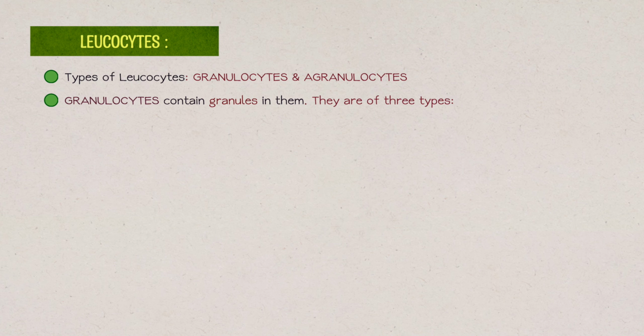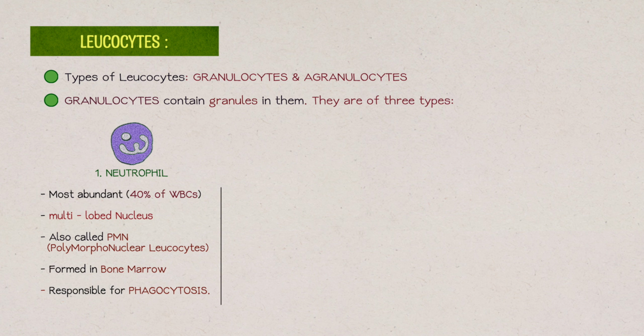Granulocytes can be further classified into three categories. Number 1, neutrophils. Neutrophils are the most abundant type of granulocytes and make up 40% to 70% of all white blood cells in humans. They contain multilobed nucleus. They are also known as PMNs, which stands for polymorphonuclear leukocytes. They are formed in bone marrow. They are responsible for phagocytosis.